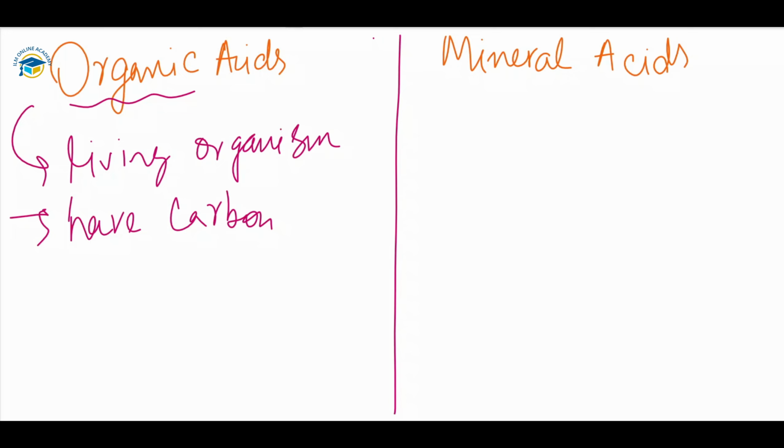The examples of organic acids are acetic acid, or you can say ethanoic acid, that is found in vinegar. For example, CH3COOH, this is the acetic acid that is found in vinegar, and is used in food preservation and as a chemical reagent. We have citric acid. Citric acid has the formula C6H8O7.